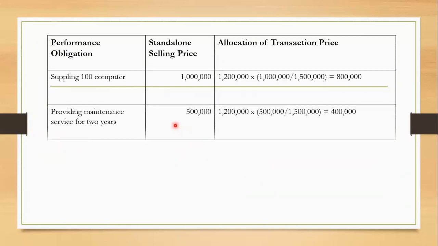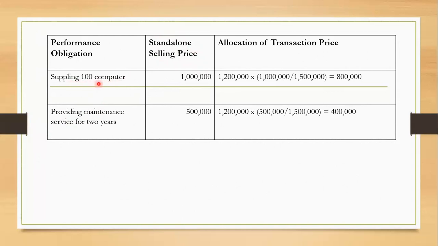How? In this given table, you can see there are three columns: performance obligation, standalone selling price, and allocation of transaction price. Now we have listed our two performance obligations. The first one is to supply 100 computers, and the second one is to provide maintenance service for a period of 2 years. Please focus on the word very carefully.